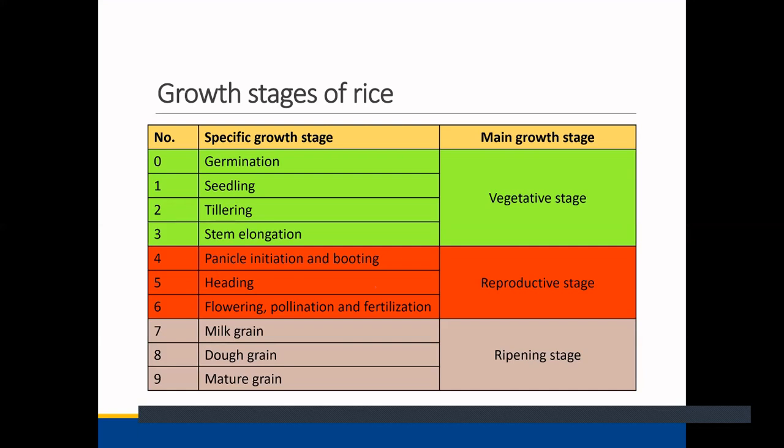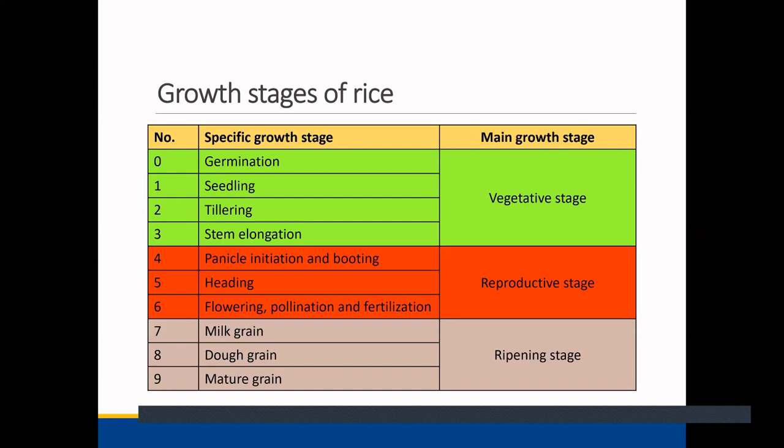Because they will not produce any grains if the pollination is not successful, if the fertilization is not successful, then the spikelet will not turn into grain, right? So then what will happen? You will not have yield. So these high temperature events can happen within that short period of time.